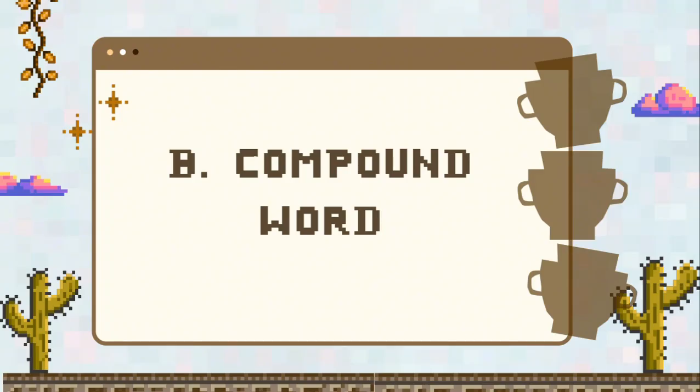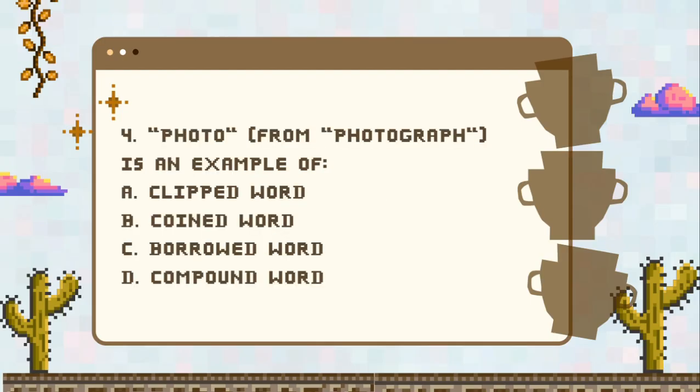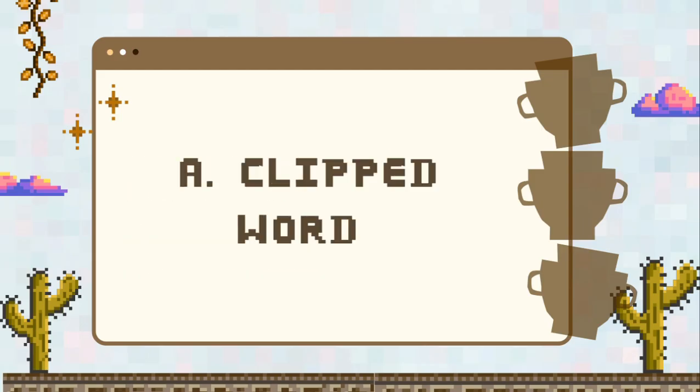Yeah, the correct answer is B, compound word, because it joins two complete words together to form a new meaning. Then the fourth question, number four, is: photo, from photograph, is an example of: A, clipped word; B, coined word; C, borrowed word; D, compound word.